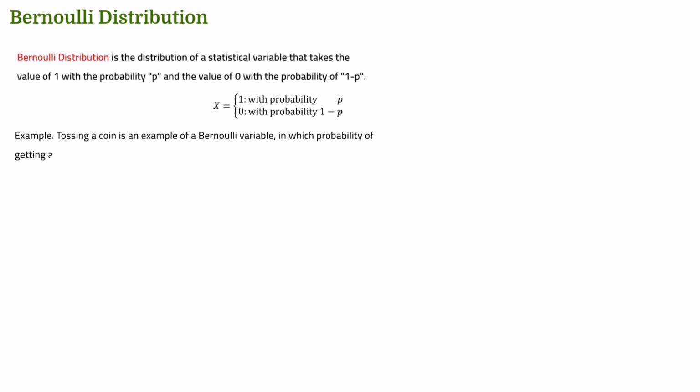Next topic, Bernoulli distribution. Bernoulli distribution is a distribution of a statistical variable that takes the value of 1 with probability p and the value of 0 with probability 1 minus p. Here is the notation: x is equal to 1 with probability p, 0 with probability 1 minus p. Example: tossing a coin is a case of a Bernoulli variable in which the probability of getting a tail is 0.5 and of not getting a tail is 1 minus 0.5, which is equal to 0.5.